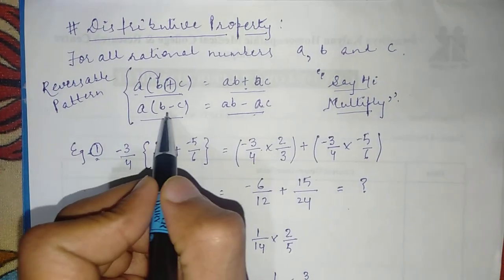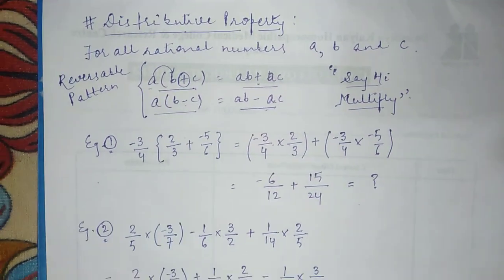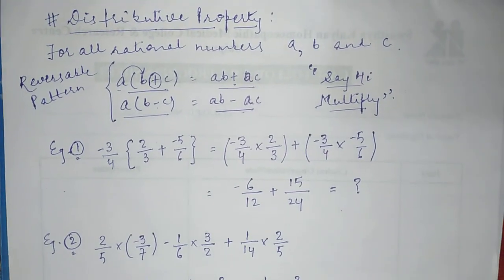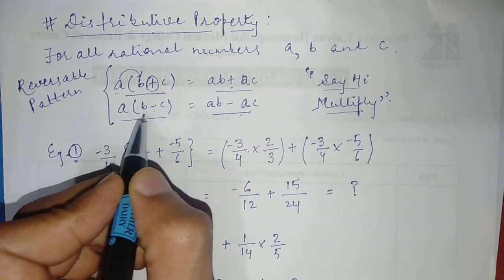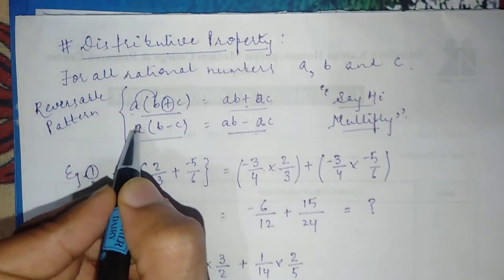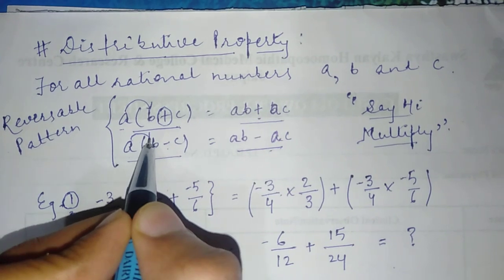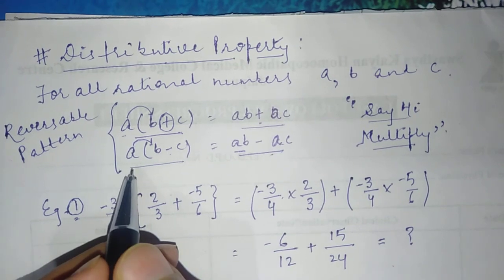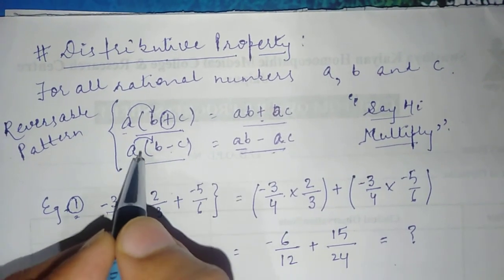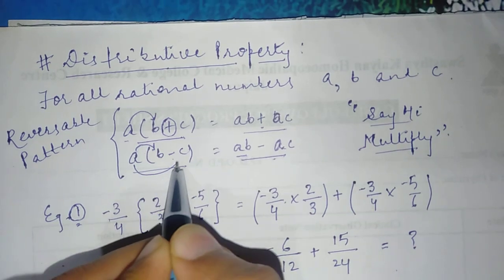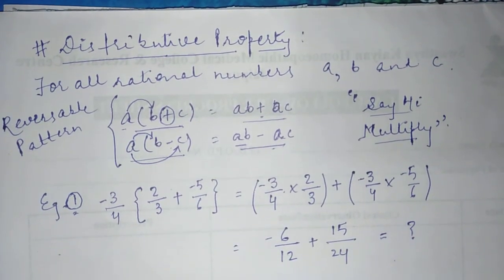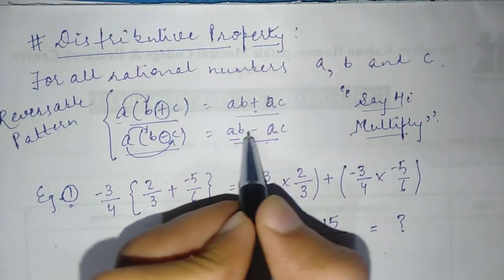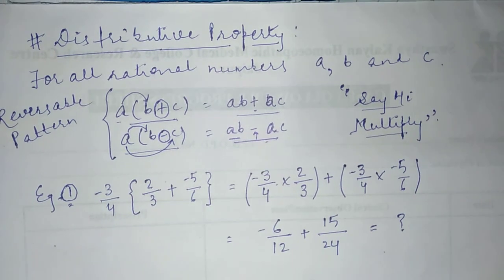In case of minus, we do the same thing. a is outside the house, and we say hi to the terms inside the house, that is b and c, and then we multiply to them. So a is multiplied by b, which becomes ab, and then a says hi to c and multiplies, which becomes ac, and then we put this sign in between those two terms, right? So ab and ac.